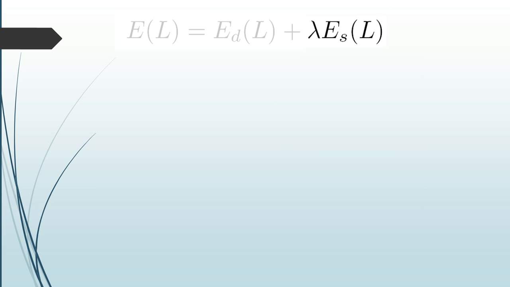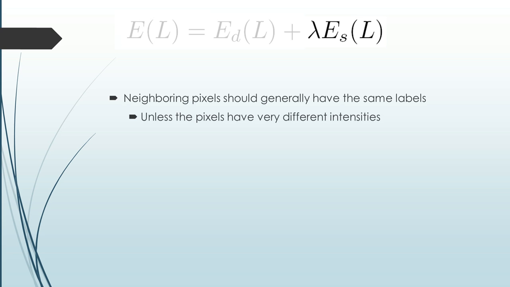Now let's take a look at the smoothness cost. This is based on the neighboring pixels. Basically, they should generally have the same labels. Not all the time, but in most cases, when they correspond to the same object, they have very similar labels.